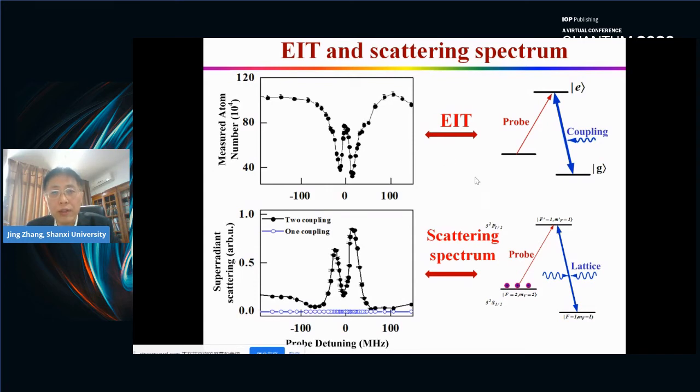The figure shows the EIT line shape with a transparency window at the center. When we apply two coupling lasers, we obtain a typical superradiance emission spectrum, with two peaks observed due to the density of states of the 1D tight-binding lattice.